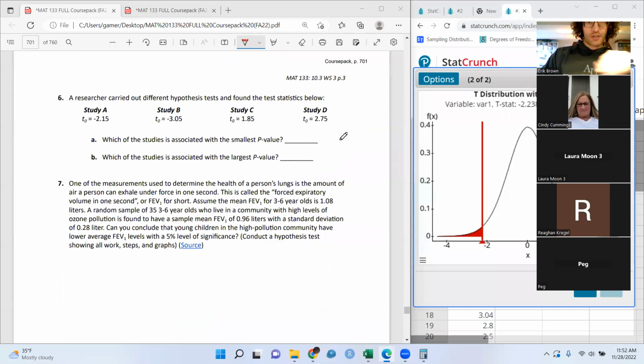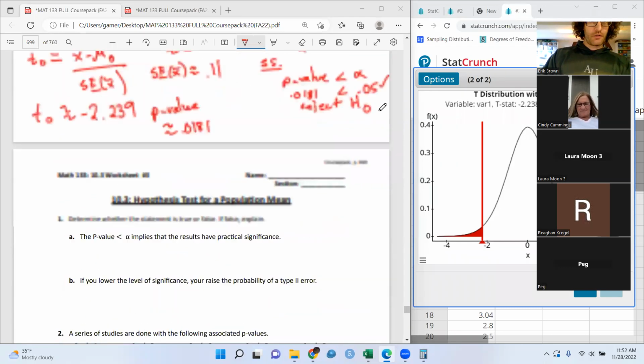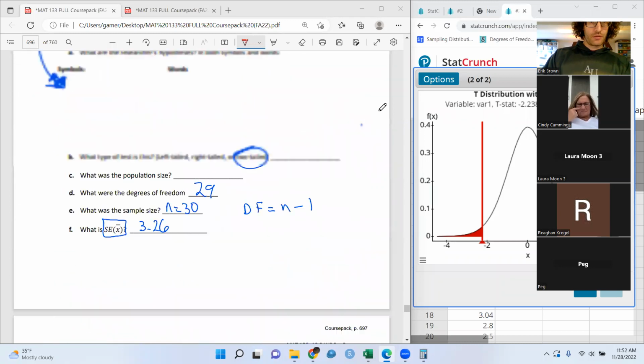Well, let's do this one. Let's go to page 701. So this is the next worksheet. I think we've done everything for this worksheet. This worksheet is totally done.